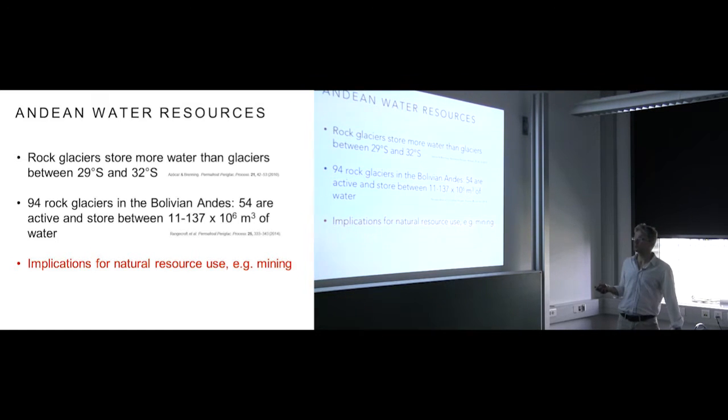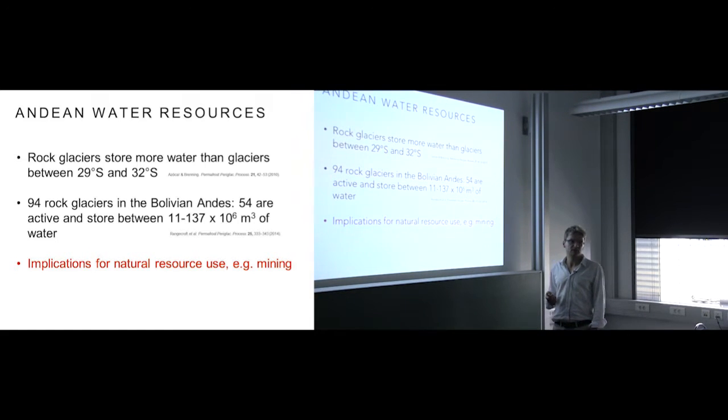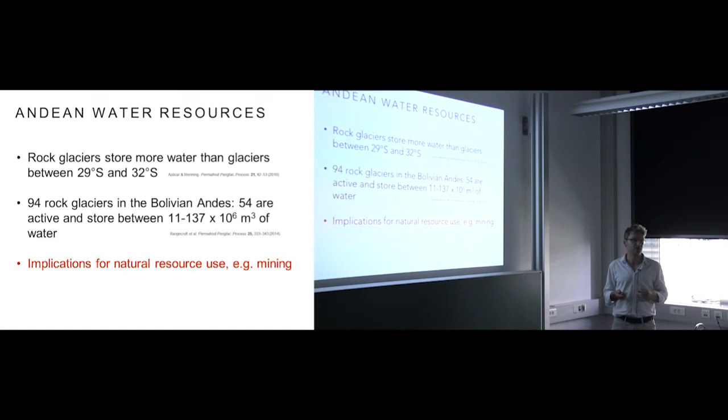And there's a few emerging studies that try to estimate the volumes of water. And these studies have been criticized lately because they have a lot of implications not just for water resource use, but for natural resource use. Because a lot of mining is taking place and a lot of mining companies have disrupted part of the rock glaciers. Now in certain countries it seems to be law now to stay away from these rock glaciers because they are sources of water in semi-arid mountain belts.